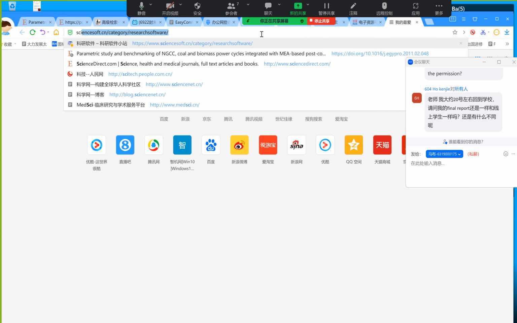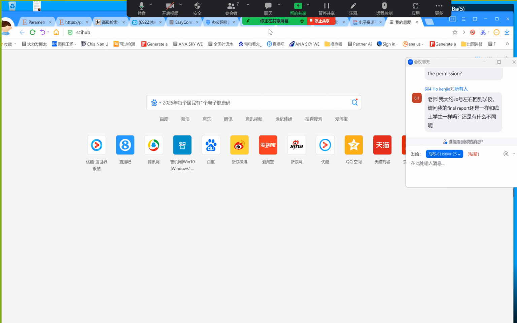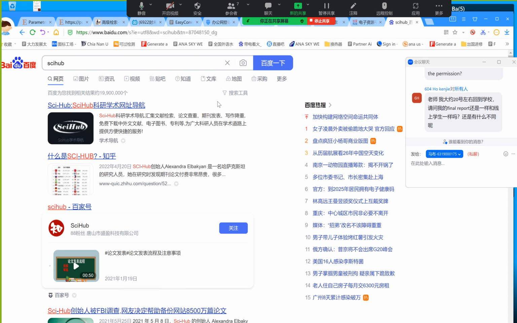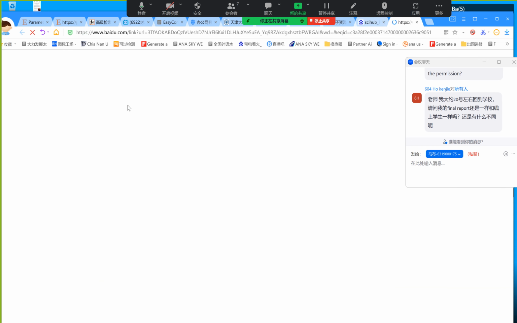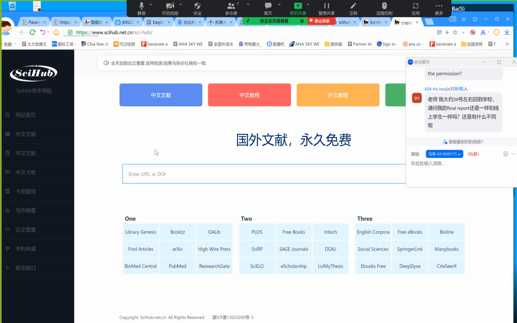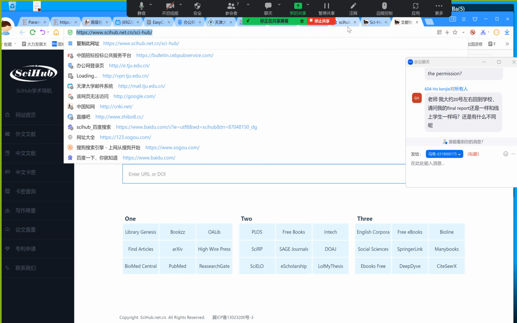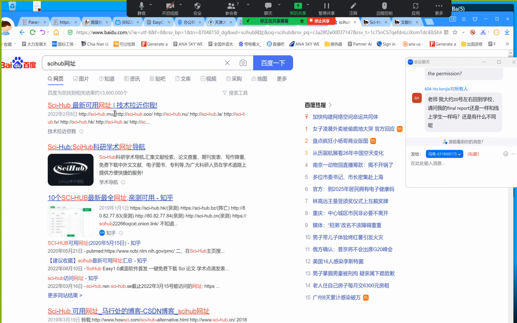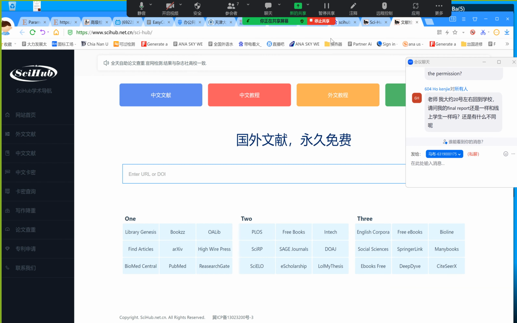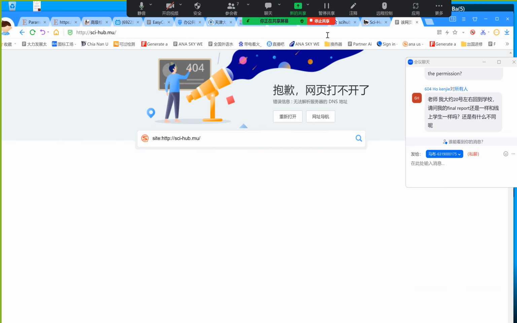Yeah, SCI Hub. It's a Russian website. It's very easy to download many different kinds of papers. Okay.